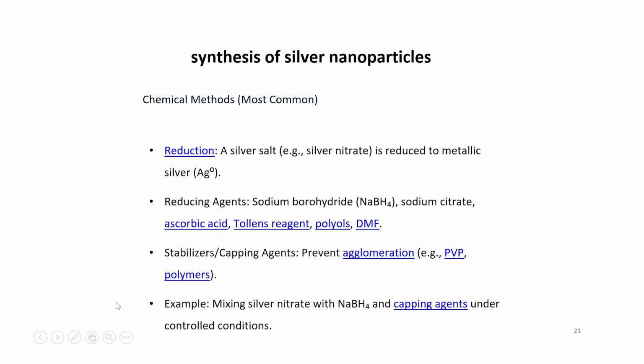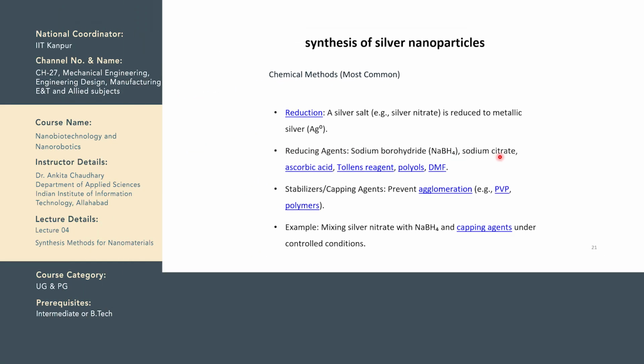Then synthesis of silver nanoparticles. The chemical method is the most commonly used for the synthesis of silver nanoparticles. We reduce a silver salt. Similar to the gold nanoparticles, we are using a silver salt as a precursor, that is silver nitrate. It is reduced to metallic silver using a reducing agent: sodium borohydride, sodium citrate, ascorbic acid, Tollens reagent, polyols or DMF.